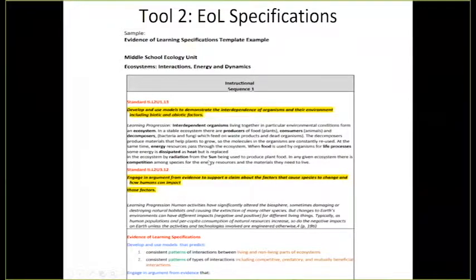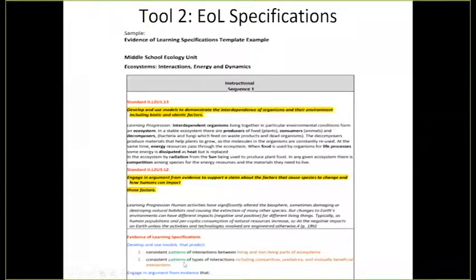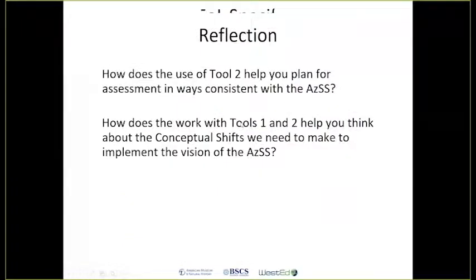So here is the template. And you list your standard with your learning progression, and the points that you've highlighted that are really important about that particular standard. And then you add in your evidence of learning specifications to the bottom of the template. And that creates your Tool 2 that you're going to table and hold on to until Tool 5.